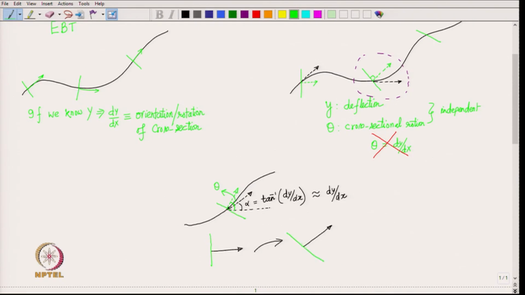And this angle here is no more 90 degree. Initially it is 90 degree, but finally it is no more 90 degree. So, what is the final angle, for example? We know that this is dy by dx, and the cross section normal makes an angle of theta. So, this angle is theta.